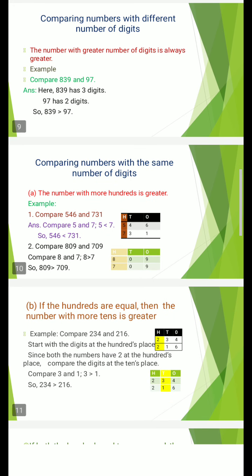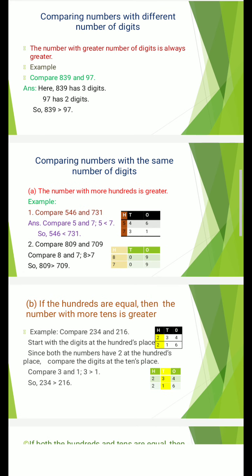Comparing numbers with the same number of digits. Now we are going to discuss comparing numbers with the same number of digits. That includes comparing a 3-digit number to a 3-digit number, or comparing a 2-digit number to a 2-digit number. The number with more hundreds is greater.